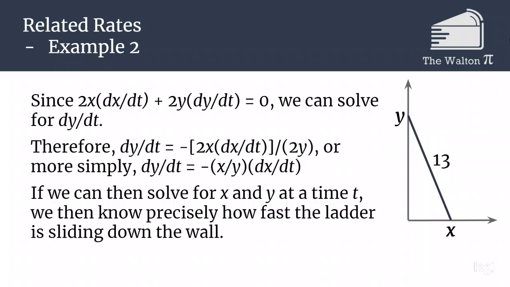We can then solve for x and y at a time t, and we know precisely how fast the top of the ladder is sliding down the wall. The reason that this negative sign is important is the negative says it is heading in the negative direction, meaning it is heading down towards the origin, which makes sense. If the bottom of the ladder is sliding away, in order to keep the length of the ladder the same, the top will have to be coming down. And so that's how we would be able to figure out how fast the ladder is sliding down the wall. So for example, if x was 5, then y would be 12, and so then we would find that at that time dy/dt would be negative 5/12. It's going down 5 inches every second.